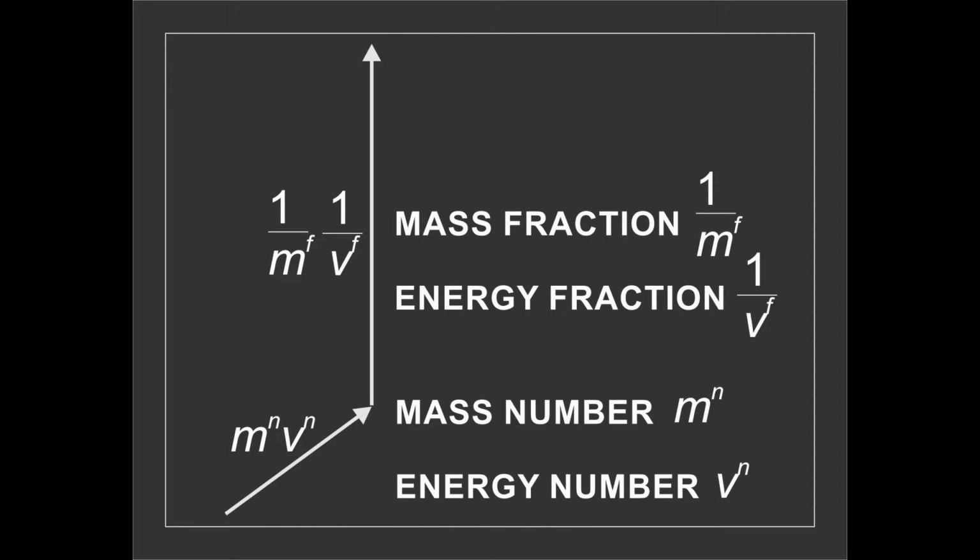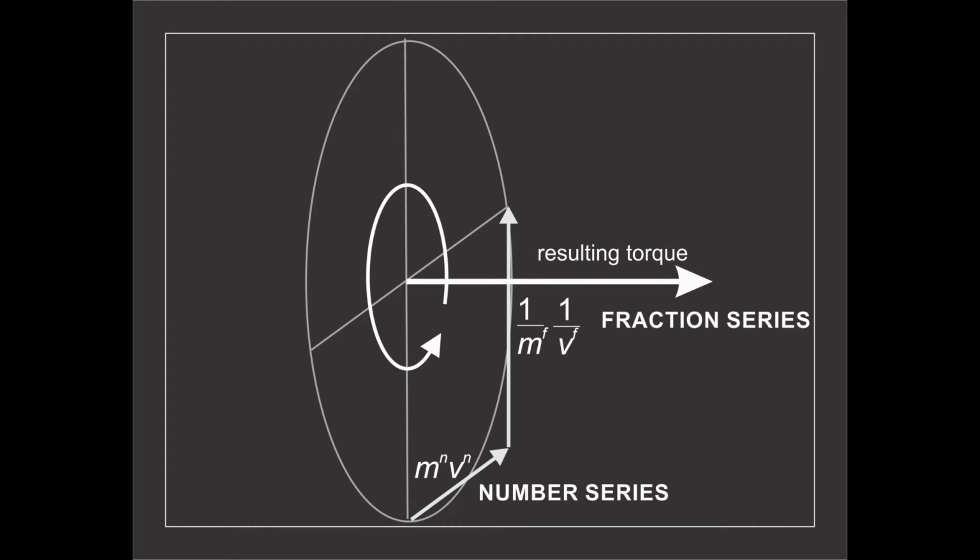The boundary lines defining the quadrant are defined by a mass number, or an energy number, or a mass fraction, or an energy fraction. The area perception of the quadrant is defined by the squaring of the velocities, which is the squaring of the mass and energy perspectives. The merging of the different vector perspectives causes a rotation of the mass and energy states, which causes a torque to emerge perpendicular to the plane.